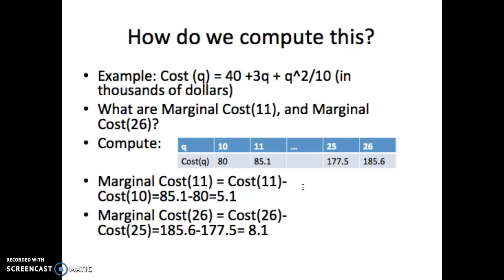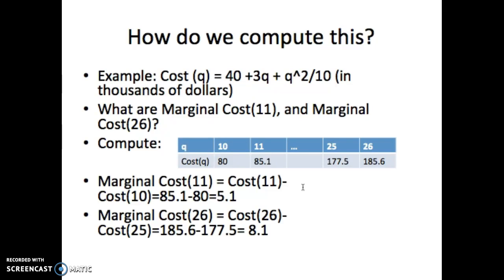The marginal cost at 26 is the cost of 26 minus the cost of 25, which happens to be 185.6 minus 177.5. And so producing that 26th item would have a marginal cost associated with it of $8.1 thousand. So we see here that the marginal cost early on in the production is a little smaller. It doesn't cost as much to produce that 11th item as it does to produce the 26th.